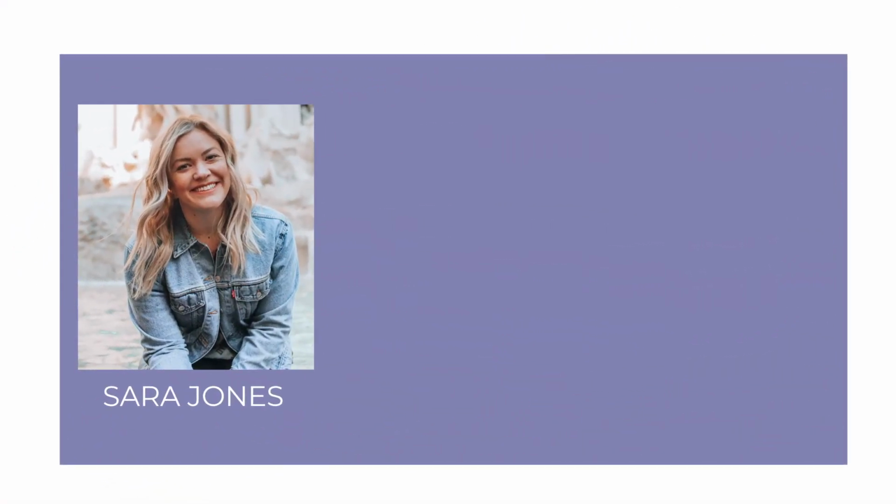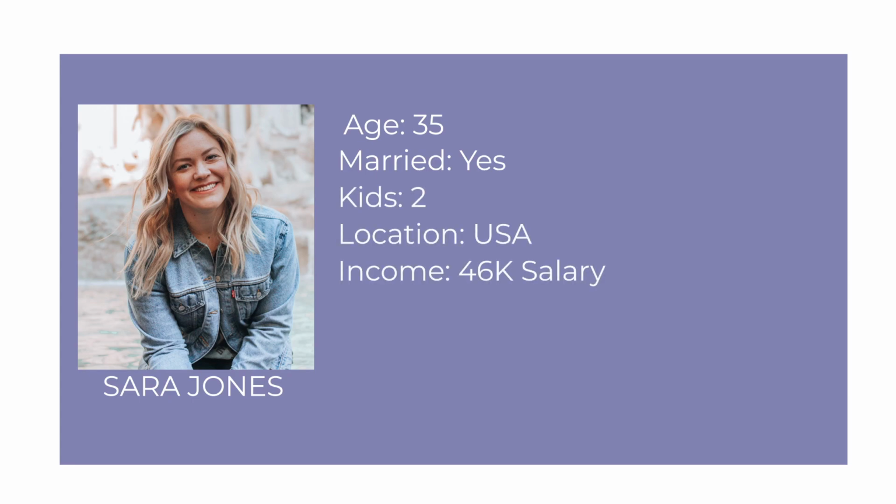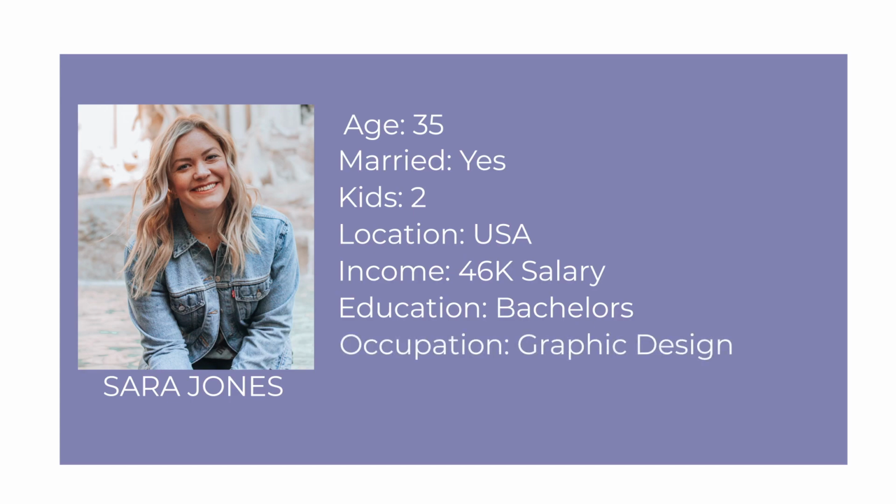So the demographic of Sarah: she is 35 years old, married. She has 2 kids, lives in the US. Her income is approximately $46,000 a year. As far as education goes, she has a bachelor's and she works currently as a graphic design teacher.